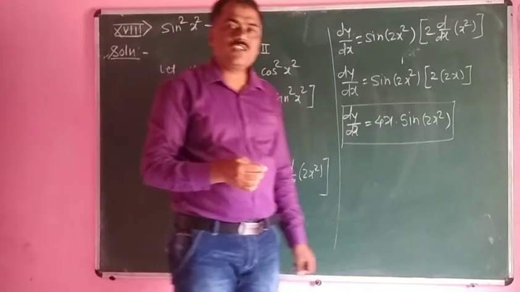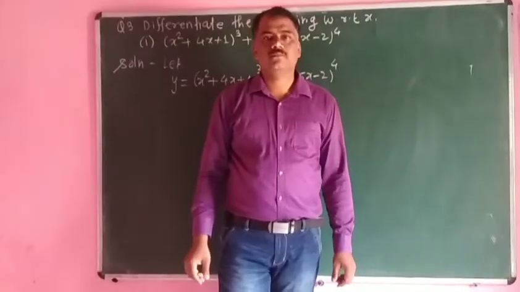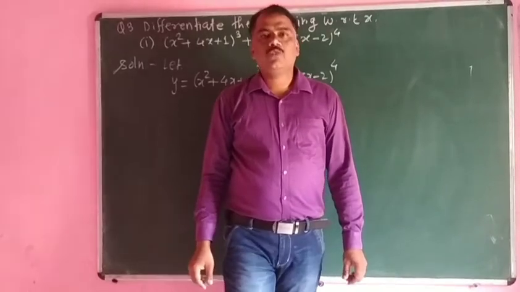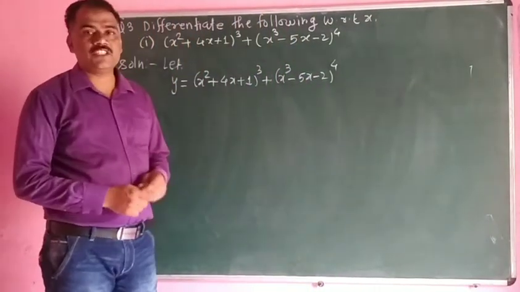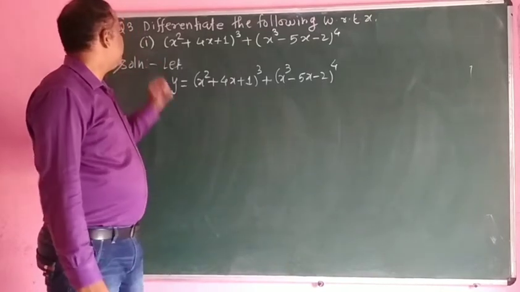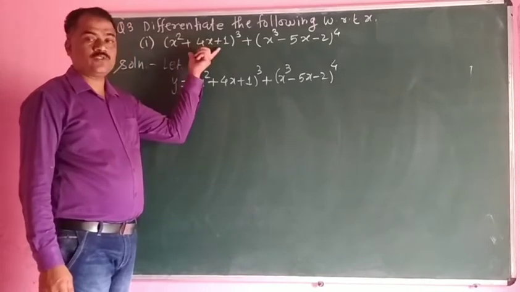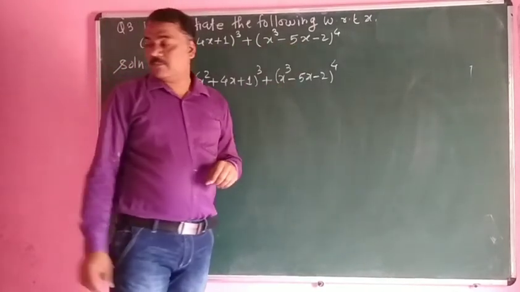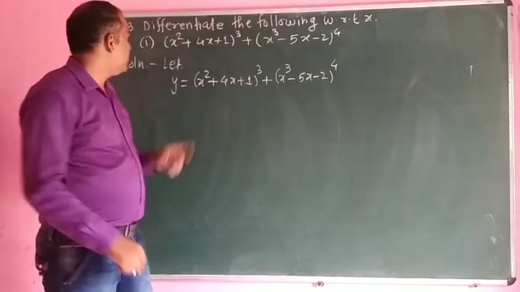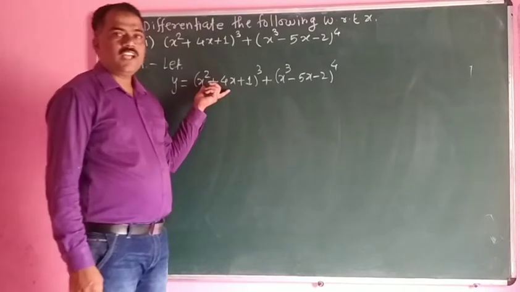Now we discuss question number third. What is question number third? Differentiate the following with respect to x. What is the first example? x square plus 4x plus 1 bracket raised to 3 plus x cube minus 5x minus 2 bracket raised to 4. Solution. Let y is equal to the given example.